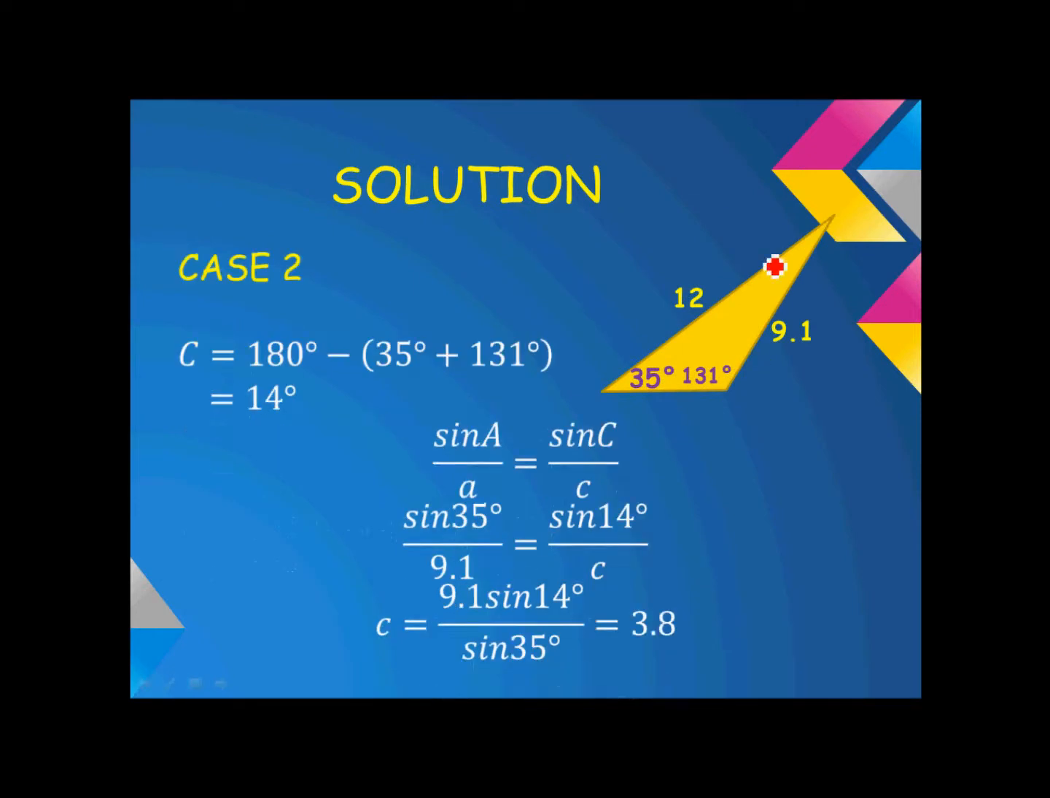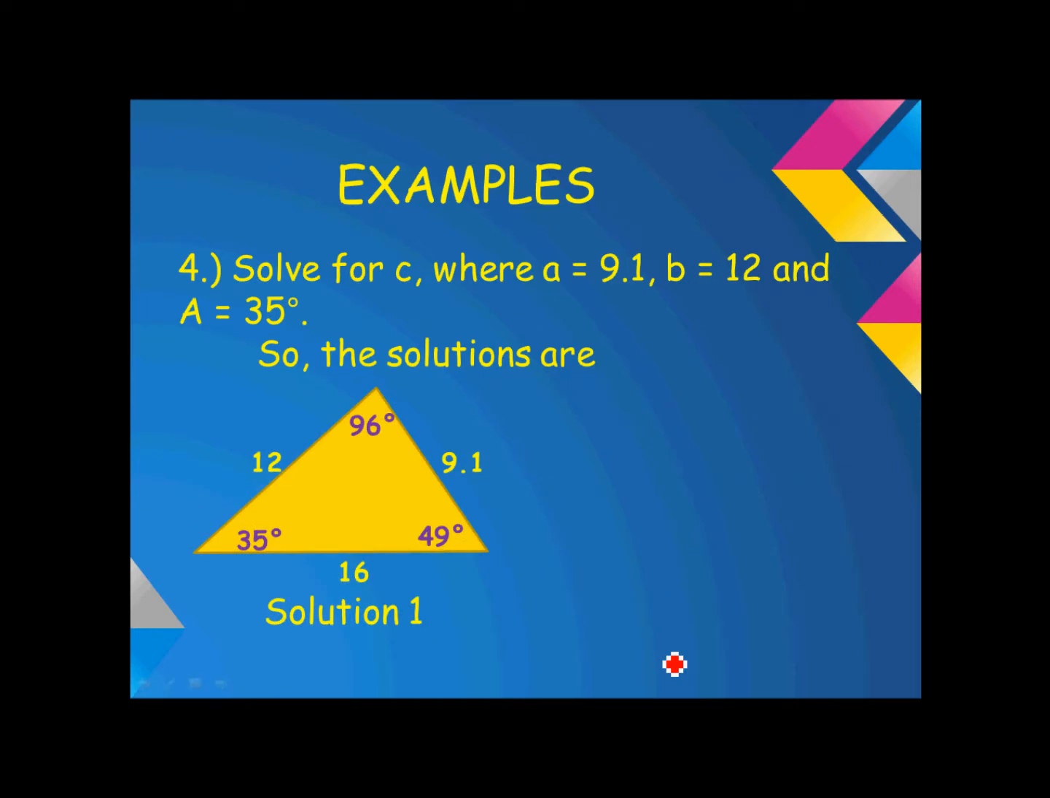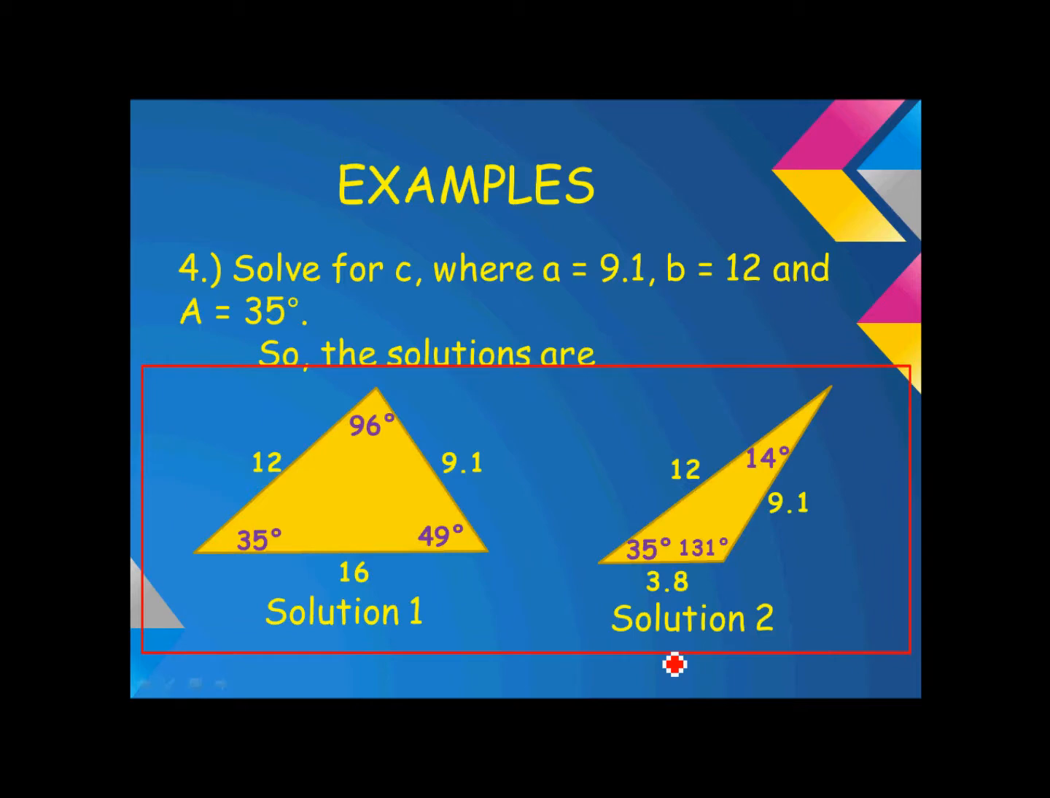And case 2, C is equal to 180 degrees minus the sum of 35 degrees and 131 degrees. So it will become 14 degrees. So sine 35 degrees over 9.1 is equal to sine 14 degrees over C. So C is equal to 9.1 sine 14 degrees over sine 35 degrees. And it will become 3.8. So side C is equal to 3.8. So the answers are solution 1 is 16 and solution 2 is 3.8.